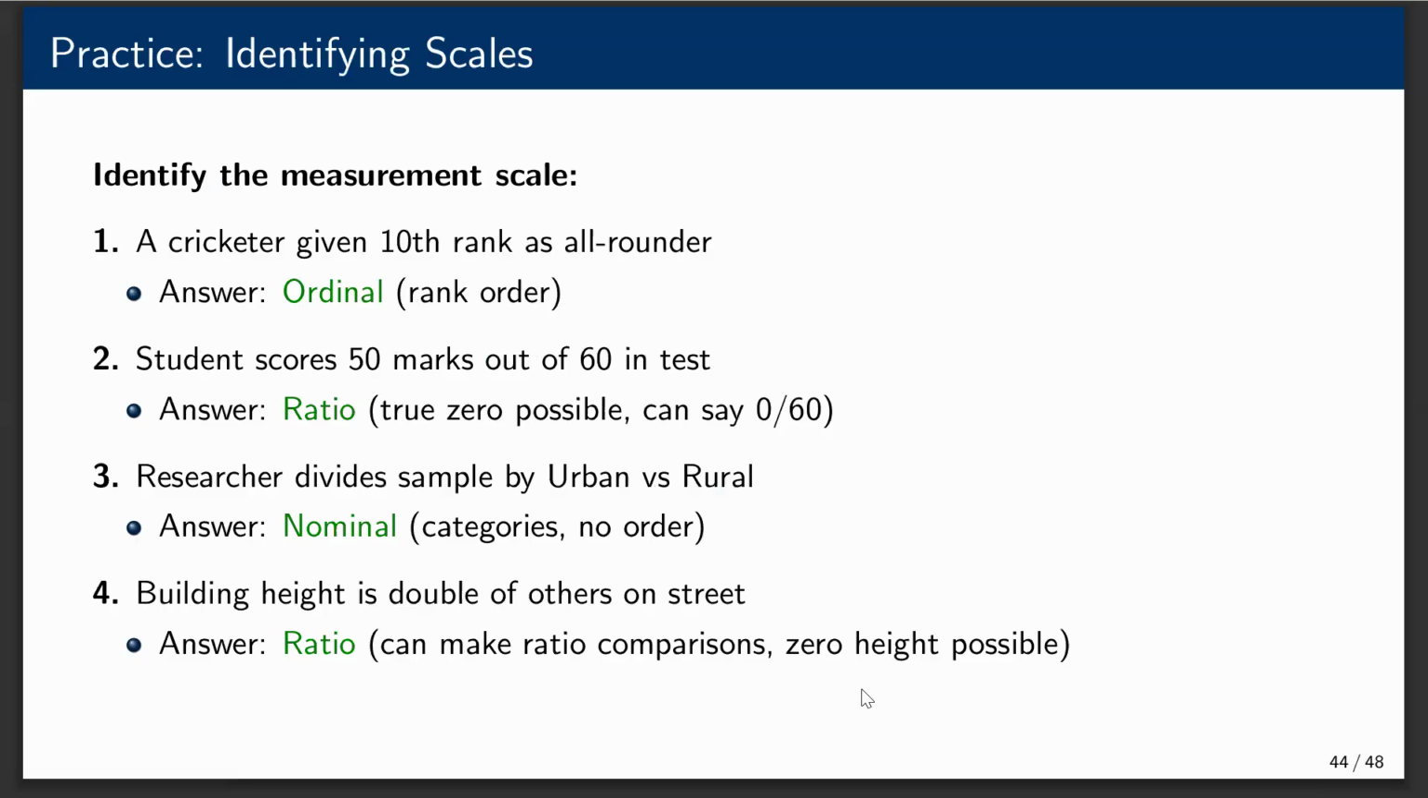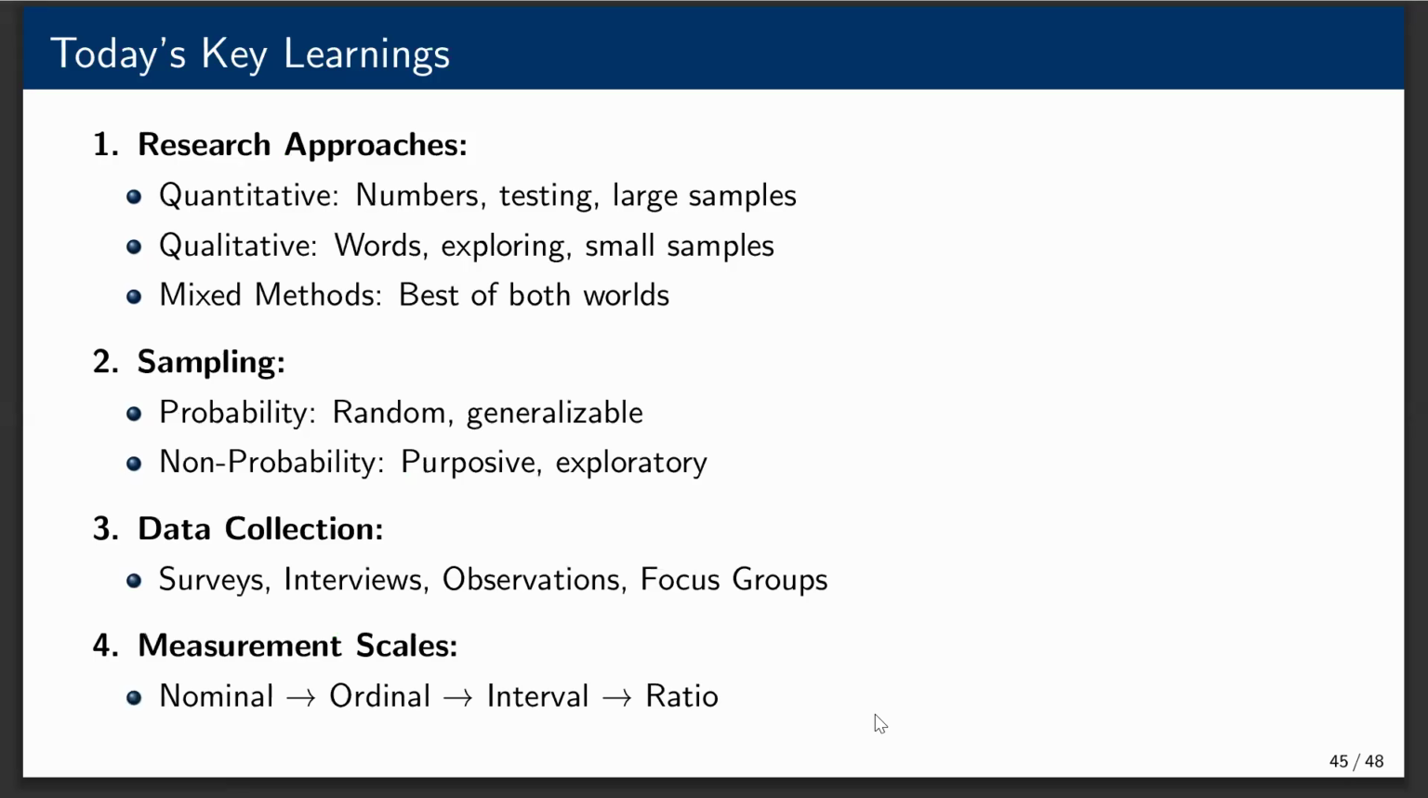Now, suppose let's try to identify the scales. Suppose a cricketer is given 10th rank as all-rounder. So basically it is an ordinal rank. A student scores 50 marks out of 60 in the test. So it is basically ratio because true 0 is possible, right? A researcher divides the sample by urban versus rural. So it is basically nominal. Then building height is double that of others on the street. So it is ratio scale because you can make a ratio comparison, and 0 height is possible.